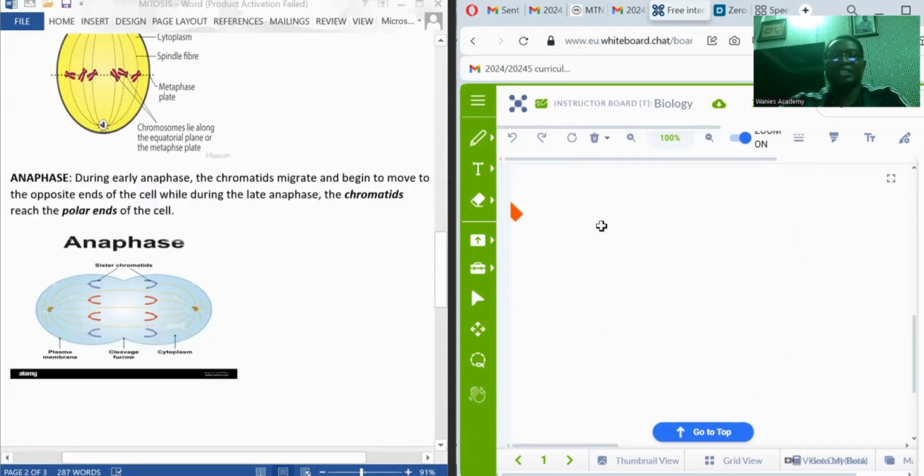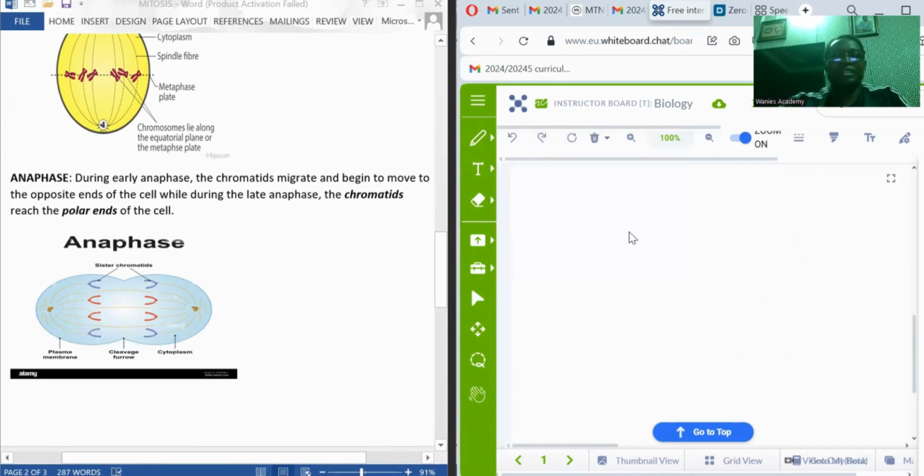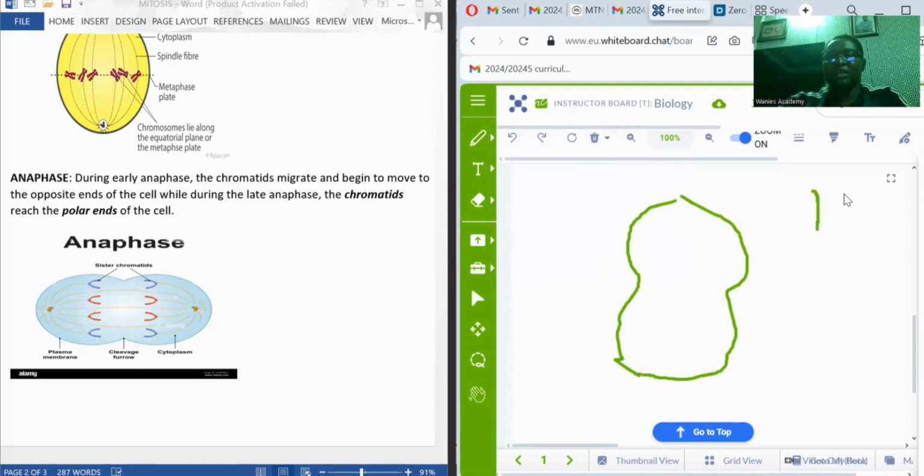Then we move to the next stage, known as the anaphase. During this anaphase, the cells migrate to the end of each pole. The cells divide. Don't forget, I said the daughter cells are held together by a centromere. They divide, the centromere falls off, and they divide. So each of the dividing cells now migrates to the end of the poles. They migrate to the end of what?